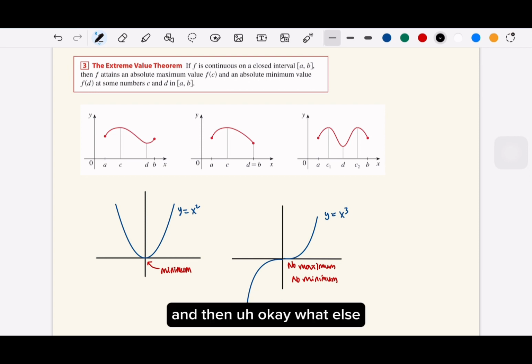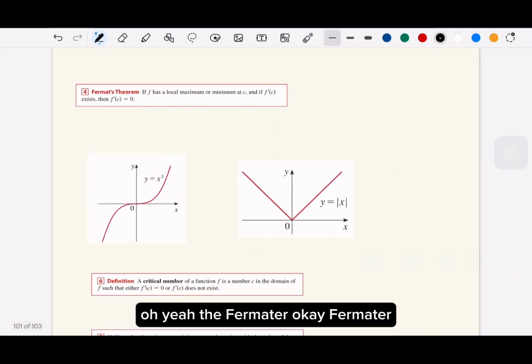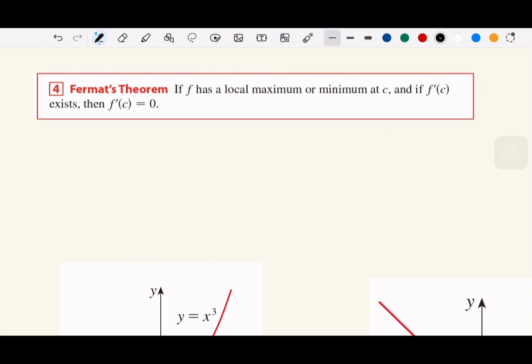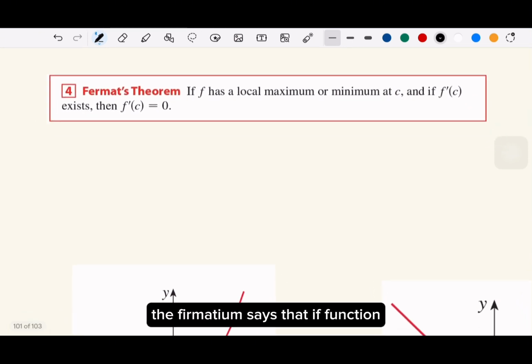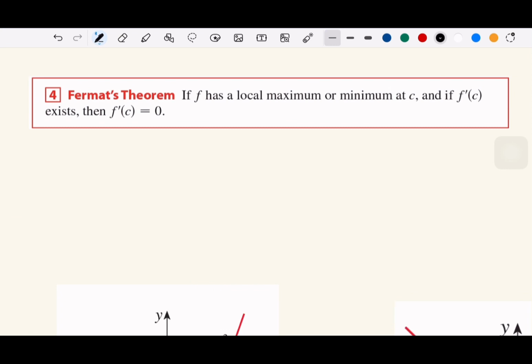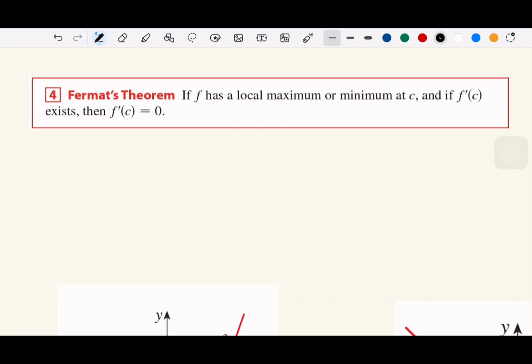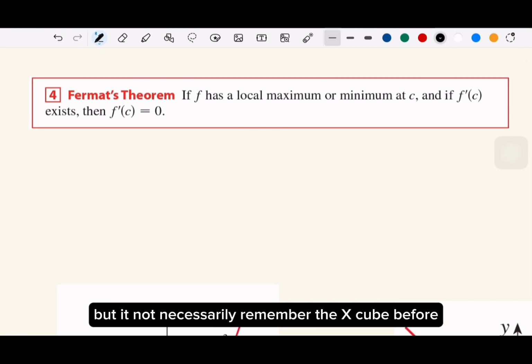And then, okay, what else? Oh yeah, the Fermat theorem. The Fermat theorem says that if a function has a local max or minimum at c, and if f prime exists, then f prime is 0. Do not reverse the definition. If f prime is 0, it doesn't mean that it has a local max or minimum. Usually it does, but not necessarily.